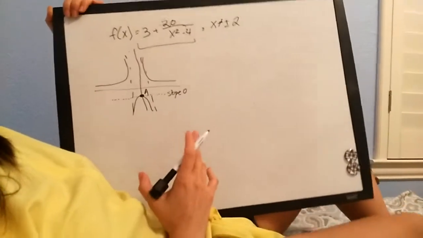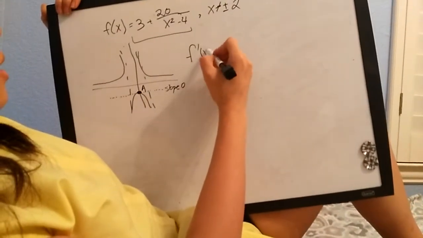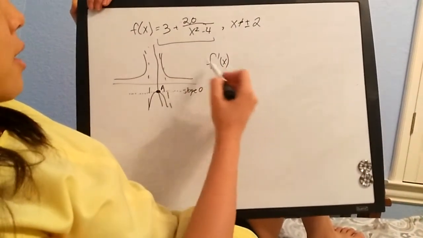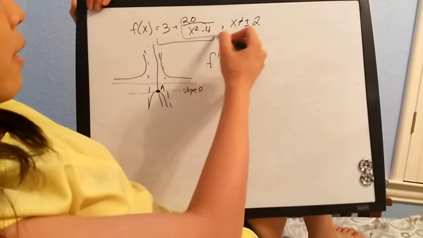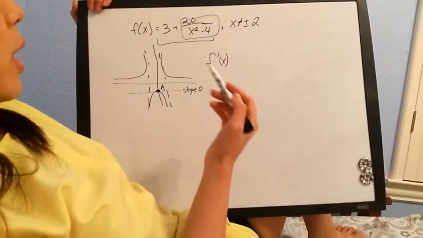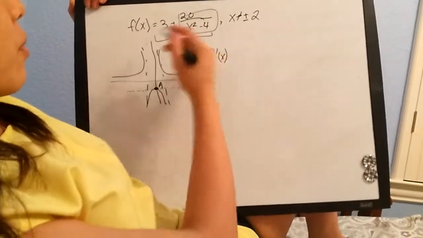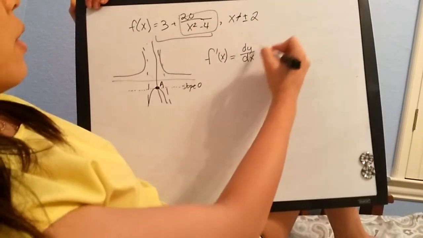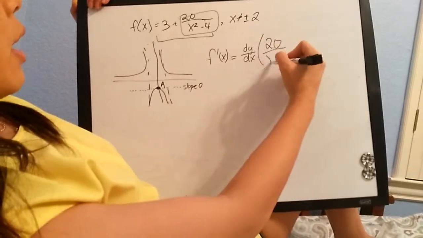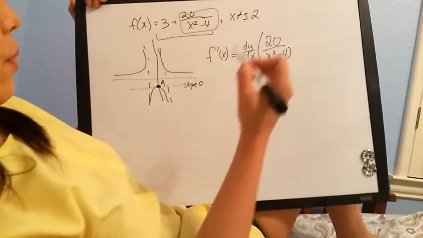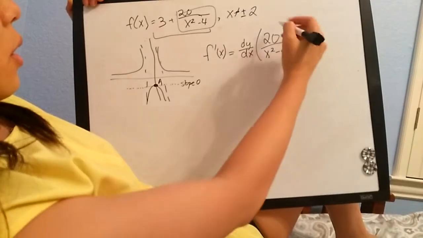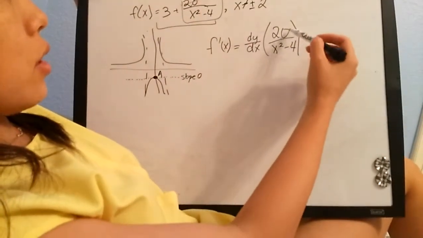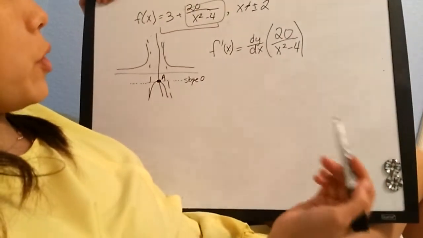Now let's find the derivative. So f prime x, we know that that's the derivative of 3 plus the derivative of this. And we know that the derivative of 3 equals 0. So f prime x equals the derivative of just 20 over x squared minus 4. Now we know that this looks like a fraction, so we need to do the quotient rule.